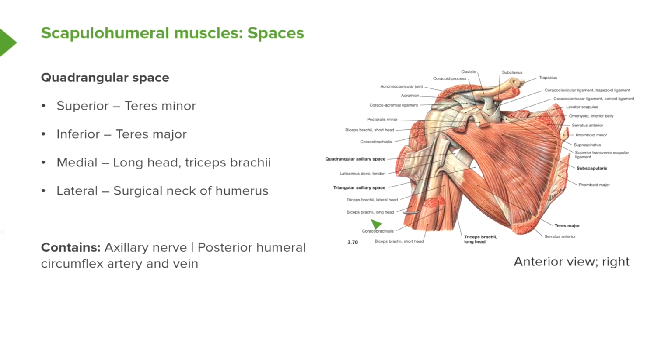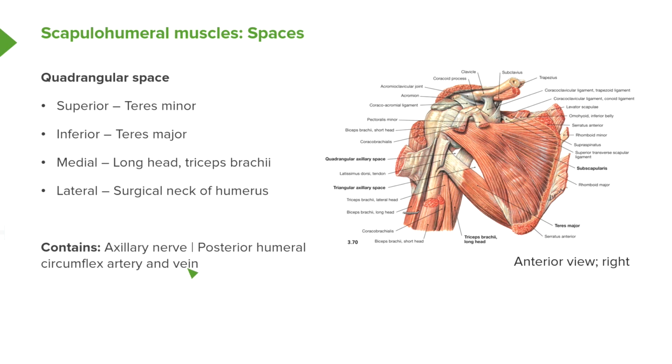Here we're going to look at the quadrangular space. And the quadrangular space is important because it contains the axillary nerve. The axillary nerve, as we remember, innervates the deltoid muscle, and it's coming away from the brachial plexus, which is located within the axilla. So the axillary nerve comes from the brachial plexus within the axilla, and it passes out towards the deltoid muscle by passing through the quadrangular space. Also coming through this space, we have the posterior humeral circumflex artery and accompanying vein, and these run around the surgical neck of the humerus.